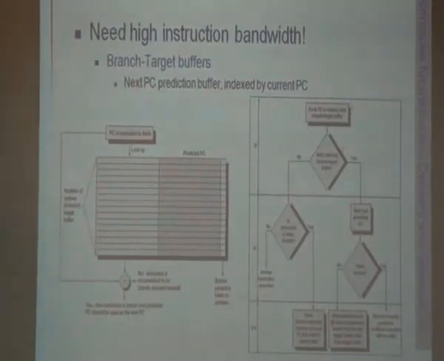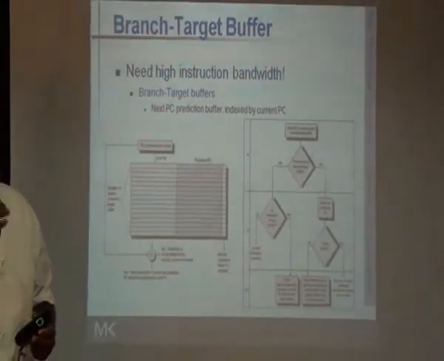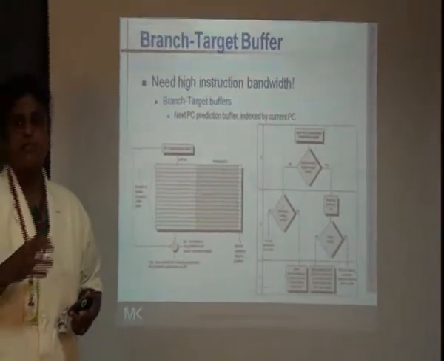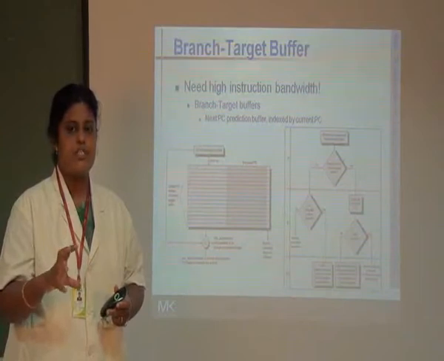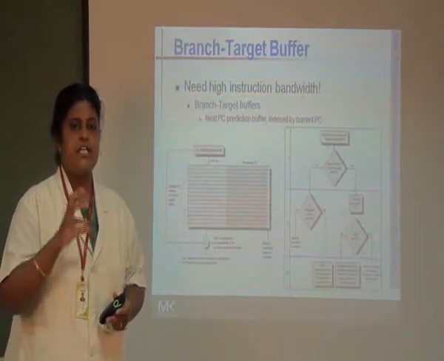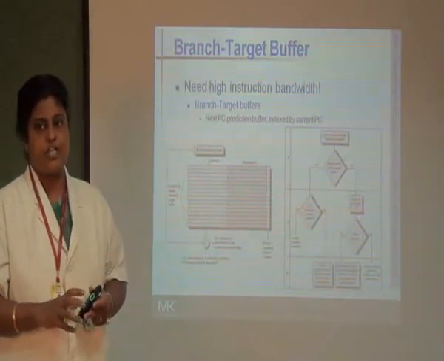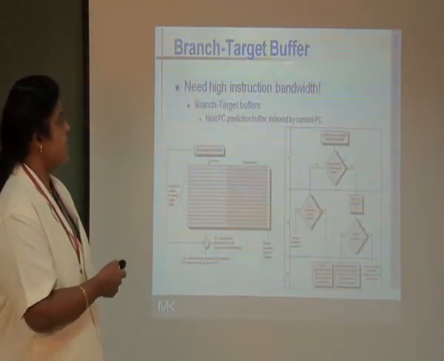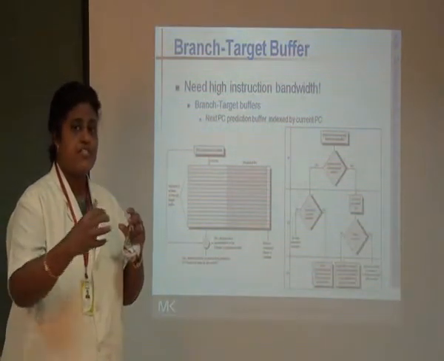And the next topic is going to be the branch target buffer. So what does this branch target buffer tell you? When does it come into the picture? This branch target buffer comes into the picture only when we have the branch prediction process for speculation.